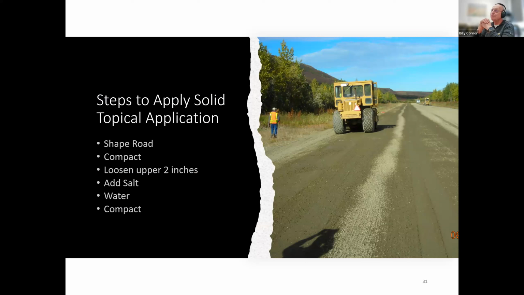To apply the solid, pretty straightforward. Shape the road, compact it. Then we're going to loosen up the top 2 inches. And the way you do that is just roll your blade forward and scratch the road with the blade. Some people call that tight blading, if you've heard that term. It just loosens up the top 2 inches. We're going to add the salt in its solid form, and I'll give you some of the calculations there in a moment. Add water and compact. That's all there is to it. Pretty straightforward.